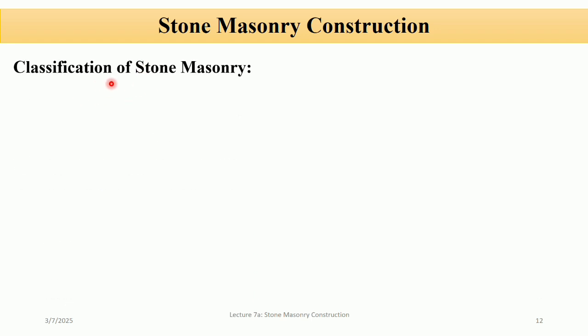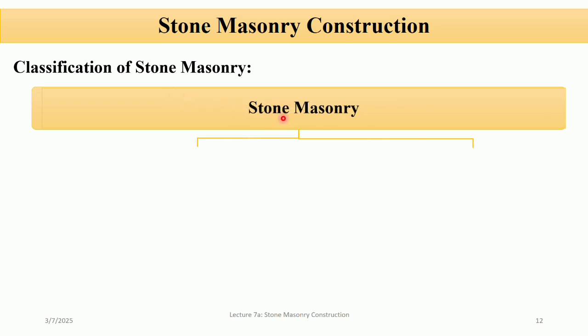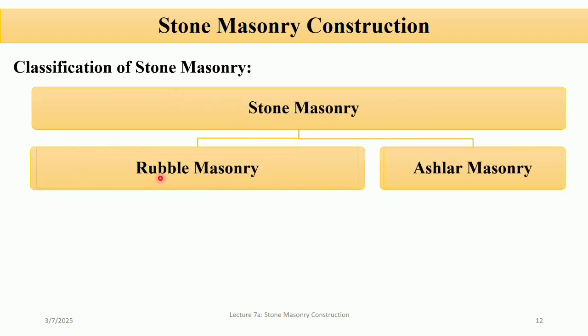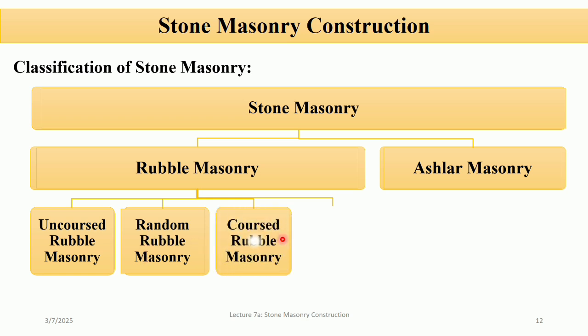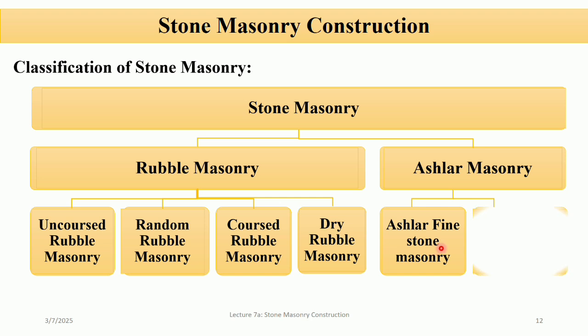So now let's discuss classification of the stone masonry. Basically, stone masonry has two types. One is rubble masonry, and the other one is ashlar masonry. We divide the rubble masonry further into four types: uncoursed rubble masonry, random rubble masonry, coursed rubble masonry, and dry rubble masonry. And the ashlar masonry has six further types, but we will discuss two types in this lecture: ashlar fine stone masonry and ashlar rough stone masonry.